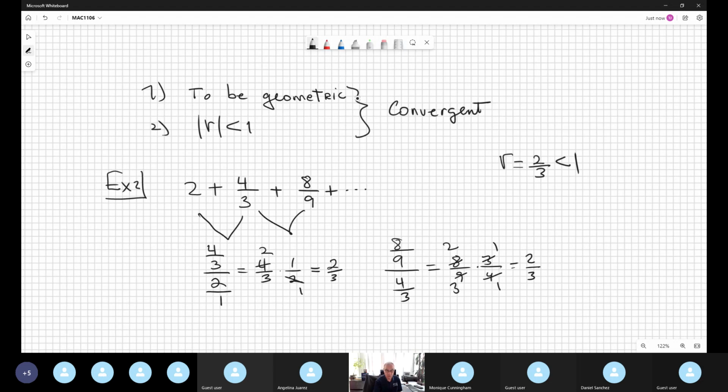So we prove mathematically that we have one geometric series and the common ratio is less than 1. Therefore, the series converges. But the challenge is, at what value does it converge? It converges at the value given by the formula. What formula, Professor? A over 1 minus R.